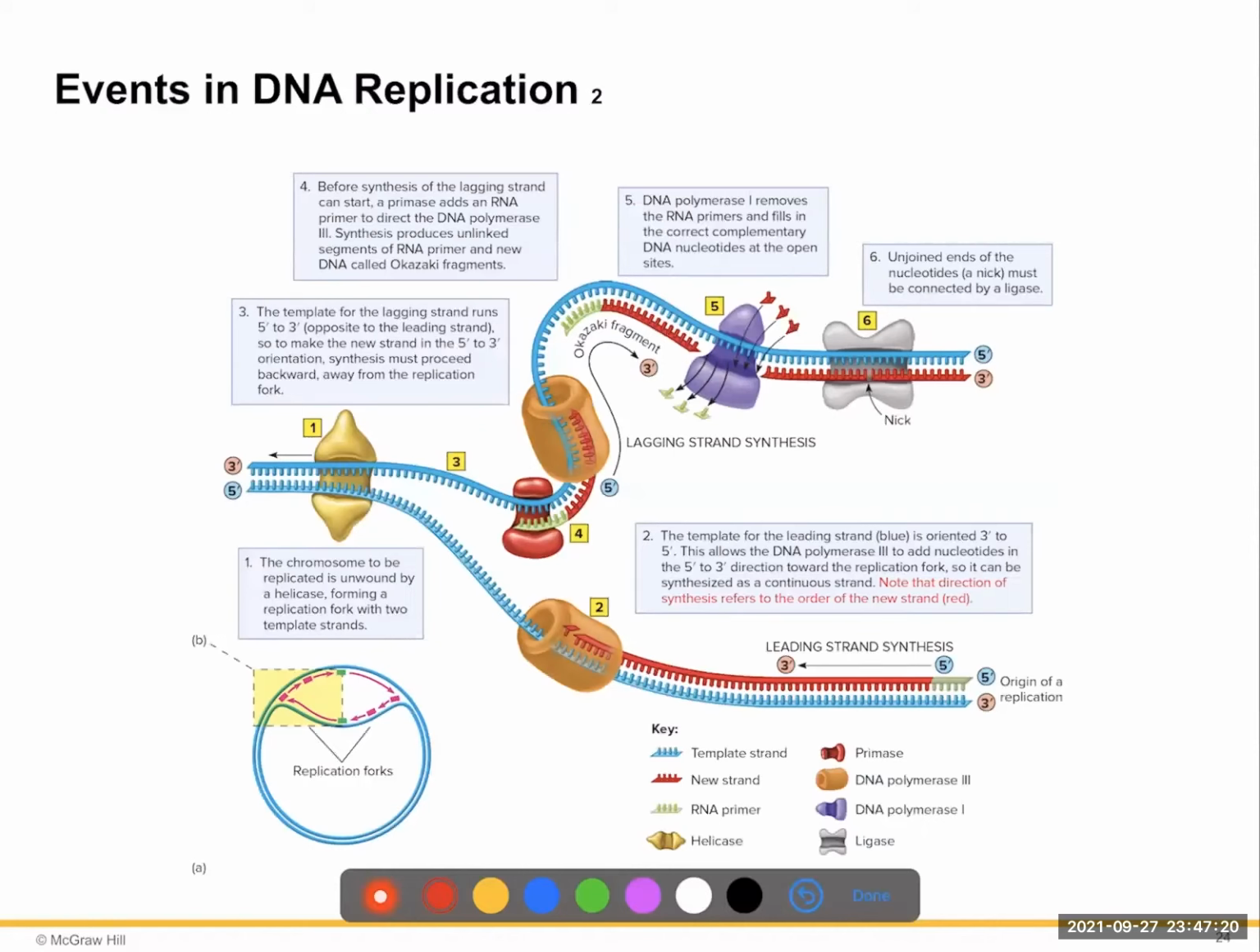So here you see your DNA unzipping right here. And then you got your starting points, and it's going to synthesize another strand of each one. And each one's going to run anti-parallel, 3 to 5 or 5 to 3.